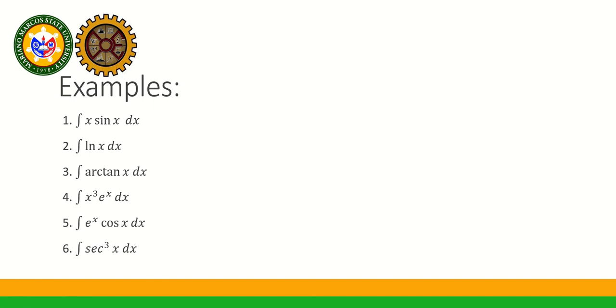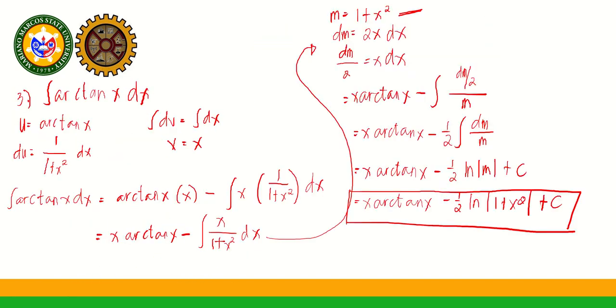Now let's try the last example. We have the integral of secant cube x dx. Okay, sulat muna natin dito. The integral of secant cube x dx. So what we will do is to break down this function. So we can rewrite this as the integral of secant squared x times secant x dx. So, from there, mag-a-apply na tayo ng IBP natin.